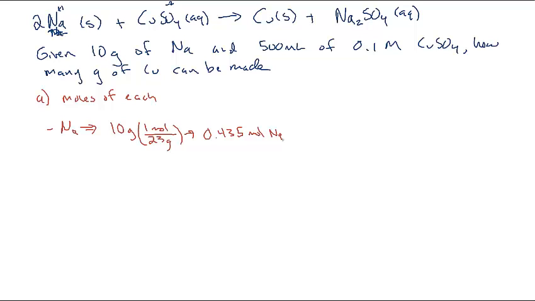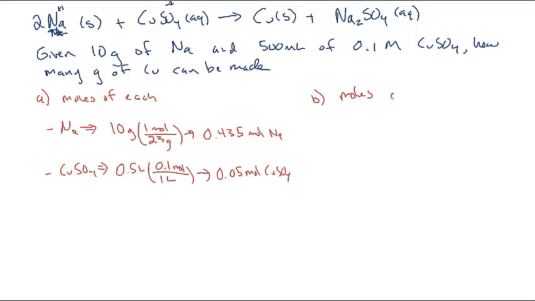So for copper sulfate, well, I know I have 500 milliliters, and in each liter I have 0.1 moles. So first I convert milliliters to liters, so I know that's going to be 0.5 liters. In every 1 liter, I have 0.1 moles. So I know I have 0.05 moles of copper sulfate. Now in this case, it's pretty easy because we can just look at it and say, oh, well, odds are that my copper sulfate is going to run out first. But let's just make sure.